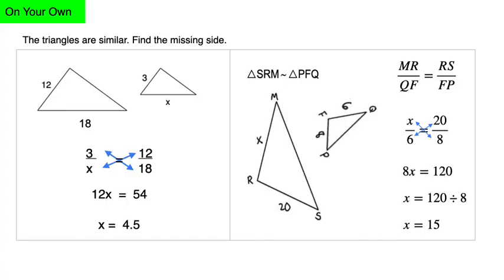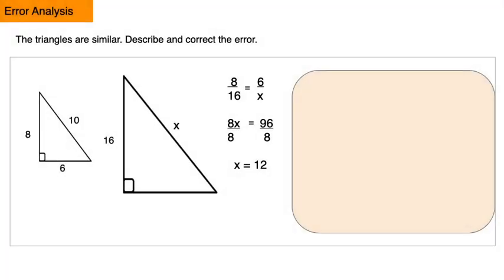All right, finally, we have an error analysis problem. And here we are given 2 right triangles. We're told that the triangles are similar, and we have to describe and correct the error. So some student has done some work for this problem, and they got that x equals 12. And we need to convince the student why x does not equal 12. So take a moment, check out the diagram, check out the student's work, and what would you say to this student?